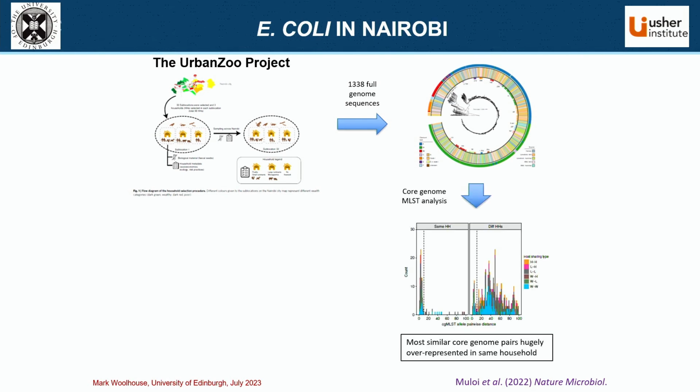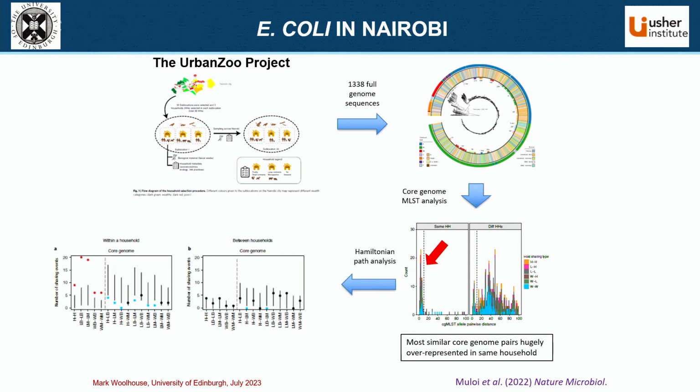One of them is called core genome MLST analysis. I won't go into the details, but what you need to look at on that plot is a very clear spike in how many very, very similar bacteria you're finding within households. So there is a clear signature of a household here. The most similar E. coli are hugely overrepresented in the same household. And this is quite stable over a few years, so it's really quite an important unit for understanding the exchange of bacteria.